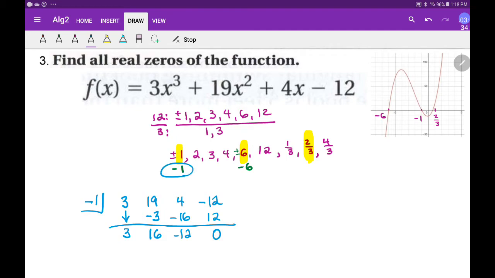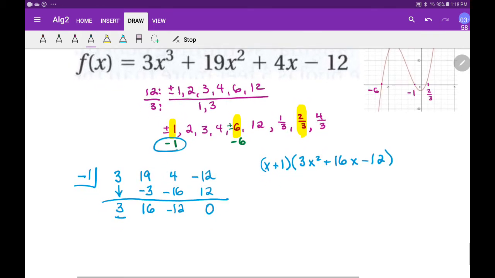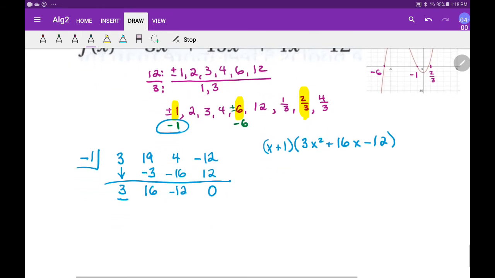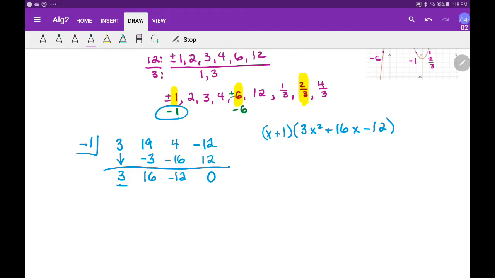Yay. Okay. Now, what does that mean? I have x. What goes with negative 1? Well, plus 1. So x plus 1, the root of that is negative 1. And then I also have this 3x squared plus 16x minus 12. And I've got to try to factor that other piece. So let's see. Maybe it's not worth stopping. Maybe I should keep going. But let's just do it.